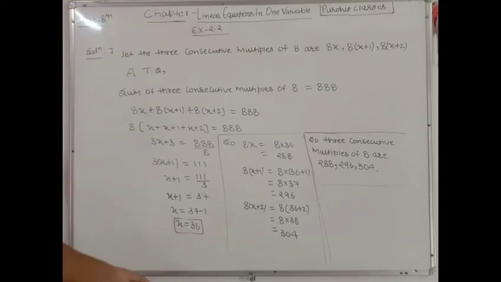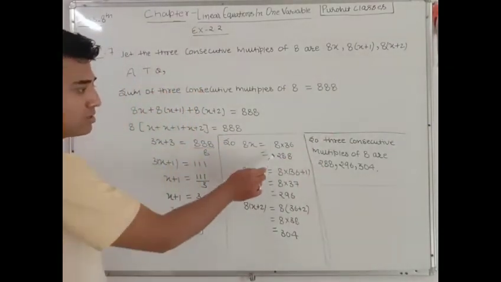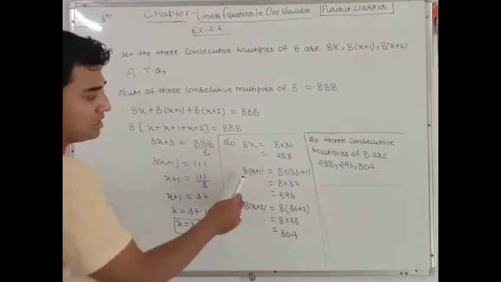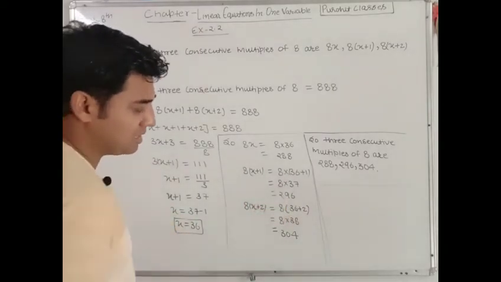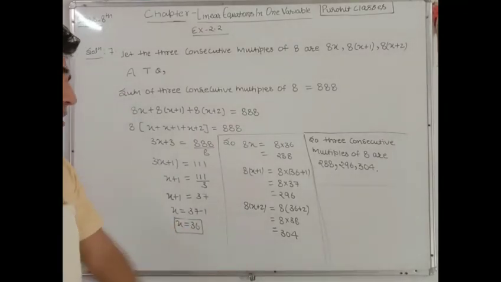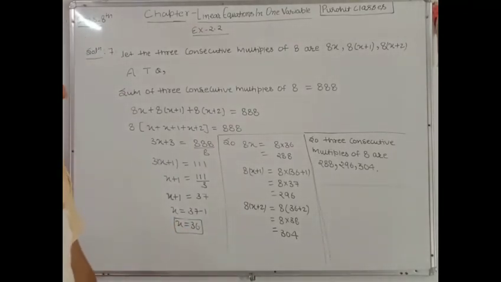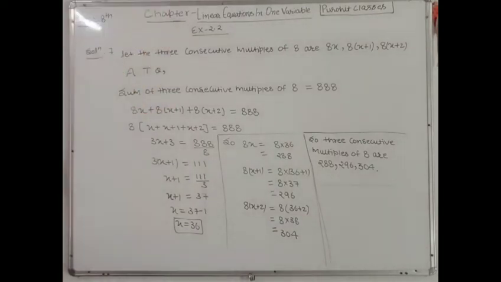So what will be the first multiple? The first multiple is 8 times x, means 8 times 36, that is 288. Next will be 8 times (x plus 1), means 8 times (36 plus 1), that will be 8 times 37, that is 296. And similarly, the third multiple is 304. So at the last we have written, the 3 consecutive multiples of 8 are 288, 296 and 304. Understood? Okay, pause the video and note it down.